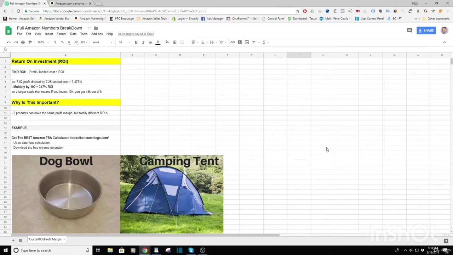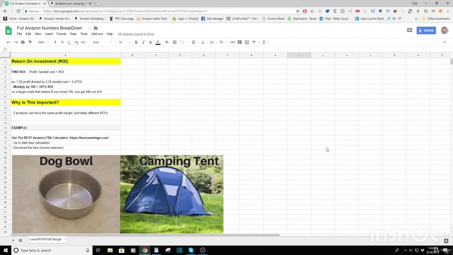So again, everyone always obsesses over profit margin and things like that, but ROI is an insanely important statistic and piece of data that, if you know, is going to set you up for the future. Let me explain. So what is ROI? Well, ROI is return on investment, and how to find that number is you take your profit per unit and divide it by the landed cost per unit.